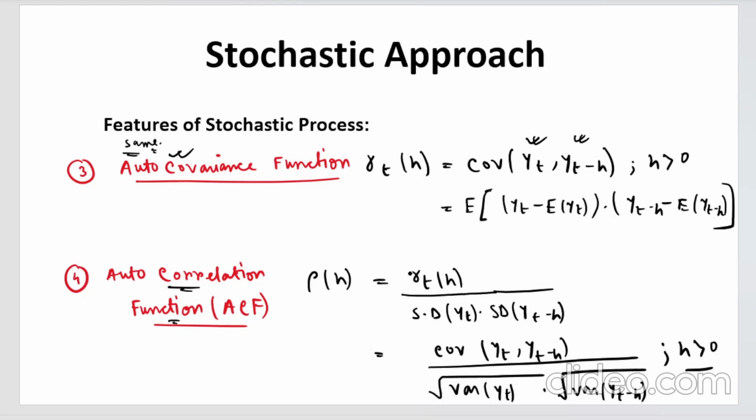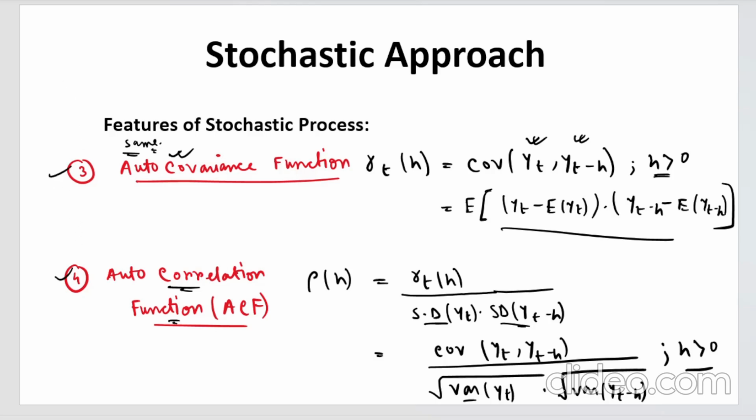How do you find autocorrelation? In the numerator, you have the autocovariance function that you found earlier, and in the denominator, you have the standard deviations. Standard deviation is nothing but the square root of variance. So the standard deviation of yt is the square root of the variance of yt, and the standard deviation of yt minus h is the square root of the variance of yt minus h, where h is strictly greater than 0, some lag value. So these are the four features.